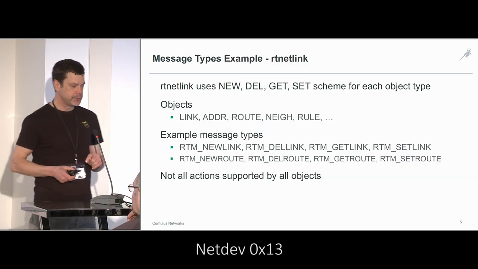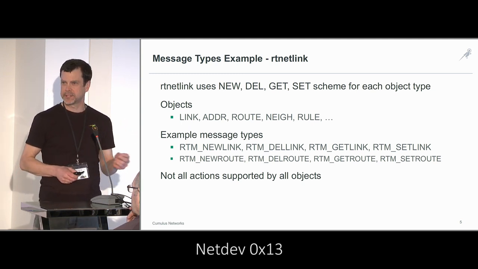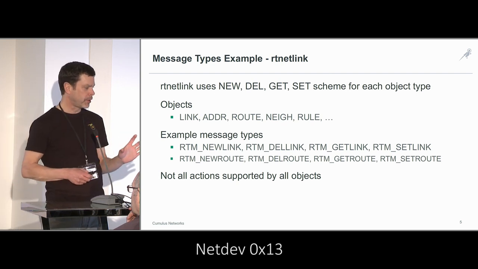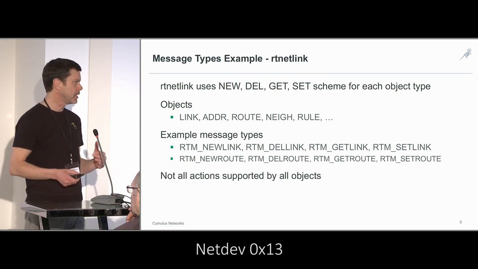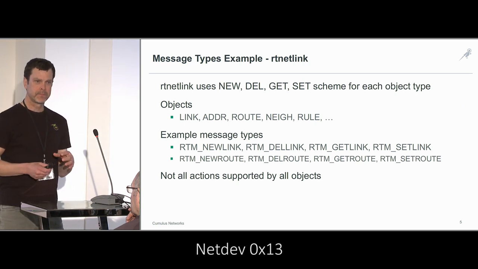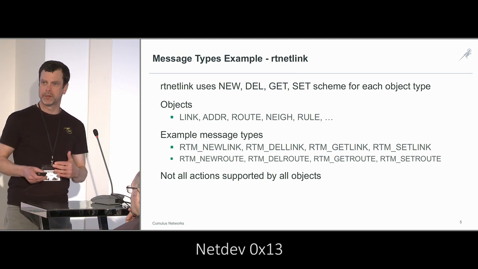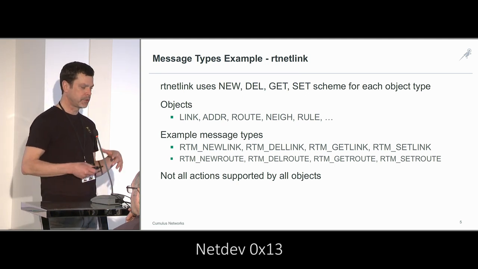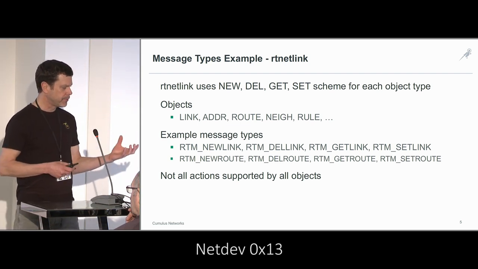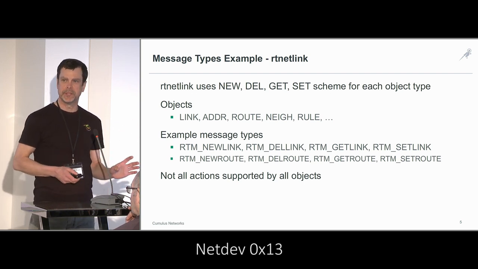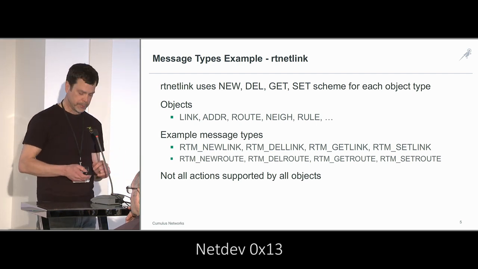So RTNetlink uses a scheme where there's like 4 actions on objects: a new, a delete, a get, a set. Those basic operations are repeated for each one of the objects. And the objects are links, addresses, routes, neighbors, rules, etc. So when you combine those two together, example message types are RTM_NEWLINK, RTM_DELLINK, RTM_NEWROUTE, RTM_GETROUTE, okay? So that's kind of the generic pattern, and those four go together for that object. But you don't have to implement an action for an object type. So there's several messages where there's only a get, for example.